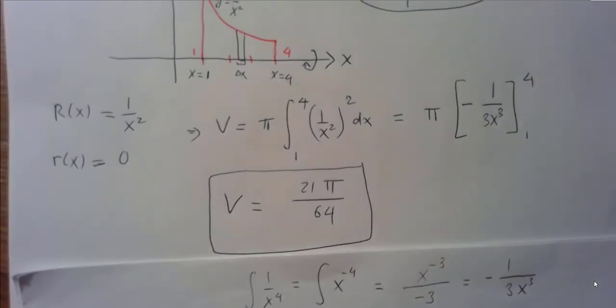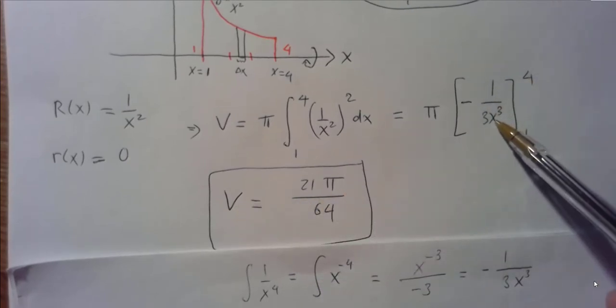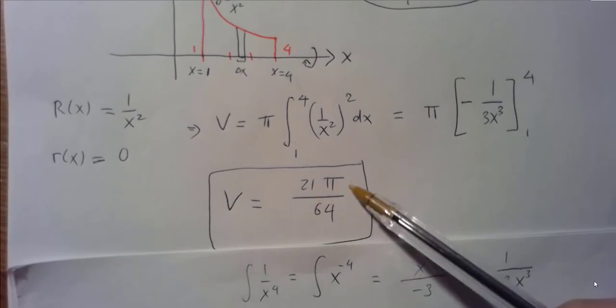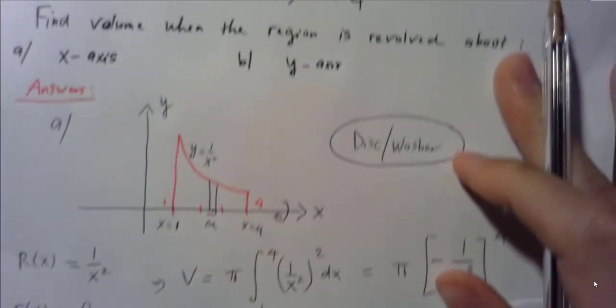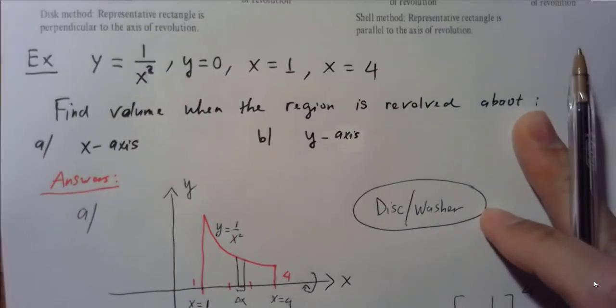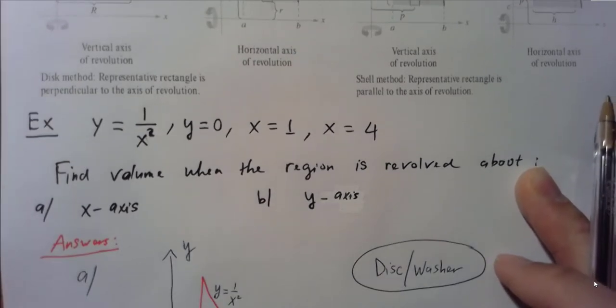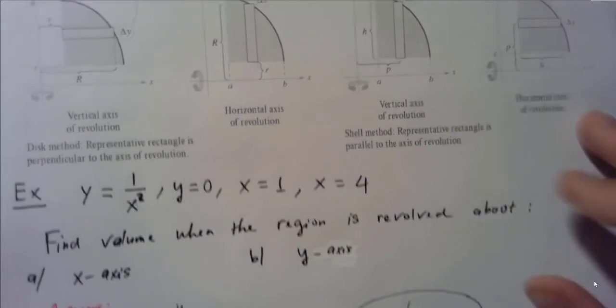If you do that, you should get the volume: plug in 4 to here and minus plug in 1 to here. That should give you 21 pi over 64. So in this problem, it is reasonable to use this and the Watson methods. Okay. The next problem, the next part.